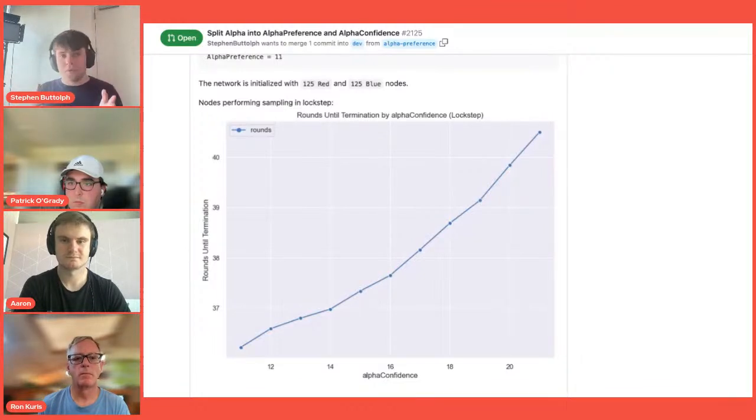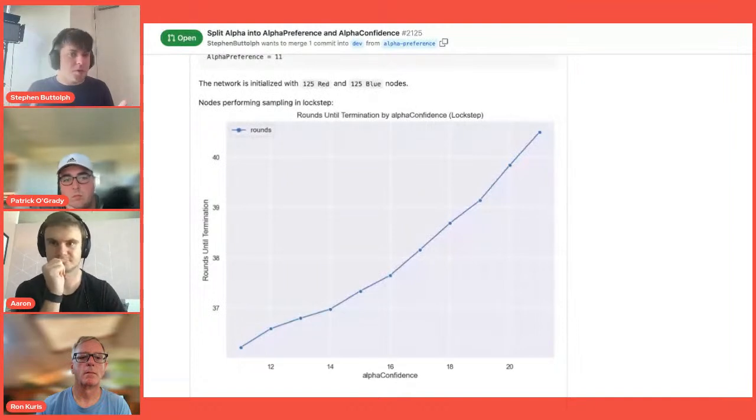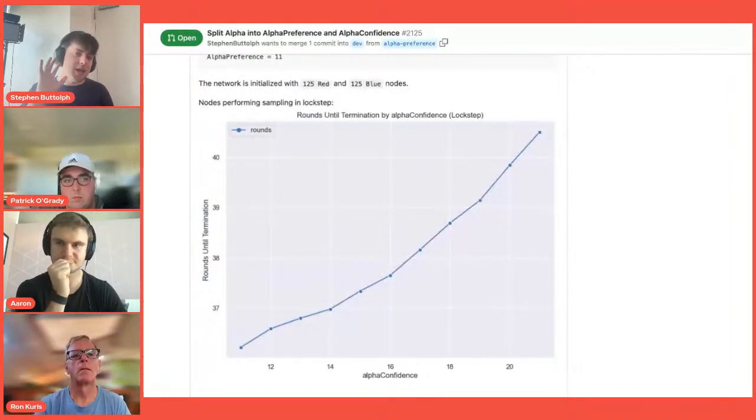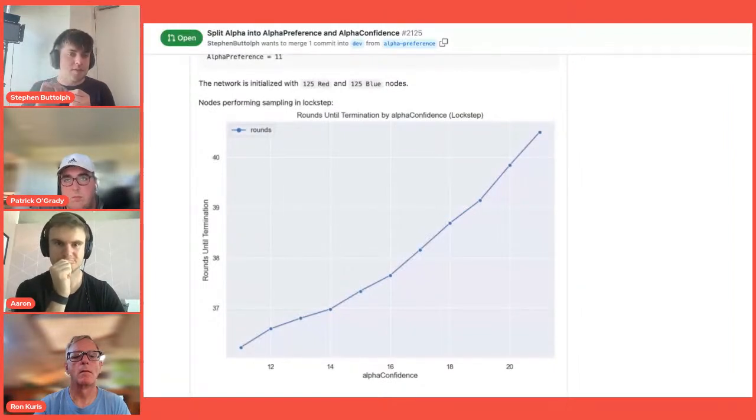So one cool thing as well with this PR is that if you keep alpha preference exactly the same as alpha confidence, which is essentially the exact same protocol that we have right now, this PR actually doesn't change any behavior of the node. It just adds another degree of freedom that we can tune the consensus for. And so I think that we'll probably be merging this PR in pretty soon.